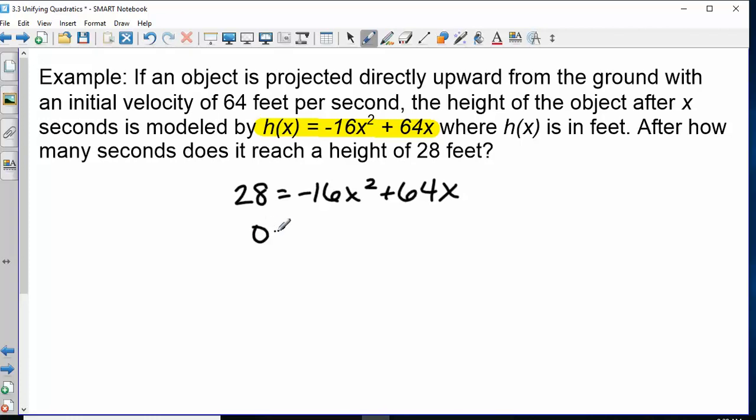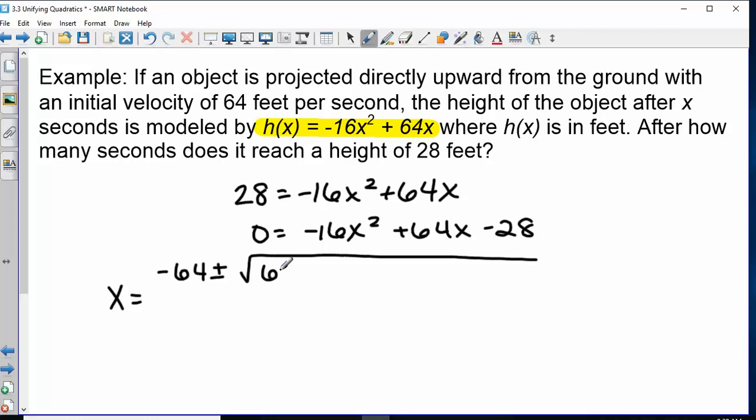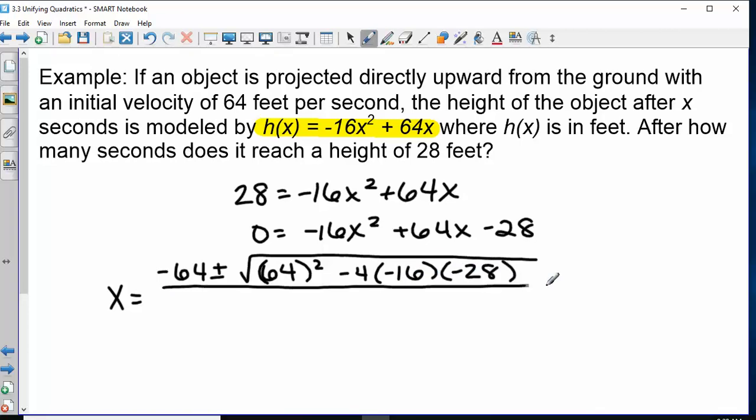So if I subtract over my 28, what do you want to do with this? Quadratic formula? Sounds like a good option. So x equals opposite of b, so negative 64, plus or minus the square root of b squared minus 4 times a times c, all over 2a.